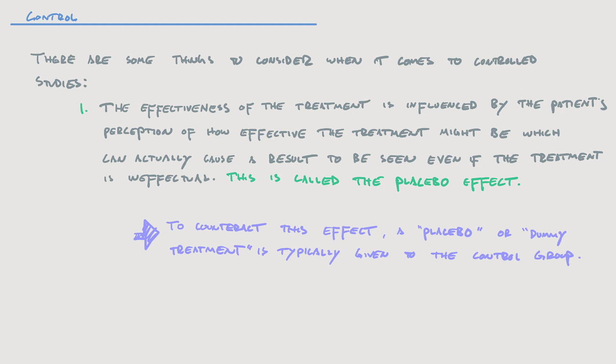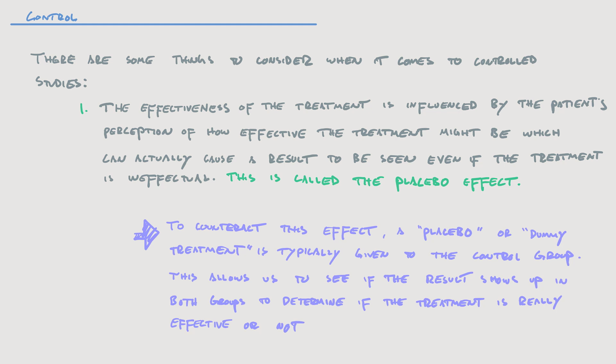To counteract this effect, a placebo, or a dummy treatment, is typically given to the control group, and this allows us to see if the result shows up in both groups to determine if the treatment is really effective or not. Like, for example, if we're only seeing the result show up in the placebo group and not the treatment group, then we can conclude that the treatment is actually not effective at all. It's just the people's belief that it's supposed to do something in the placebo group that is influencing or showing us the result that we're seeing.